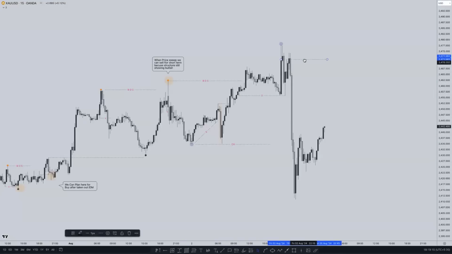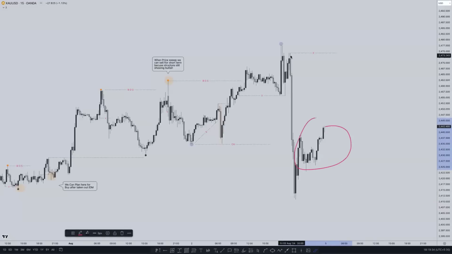Yes, of course. Right now, we can see there is only one pullback that we can consider as an inducement. If the market is not able to push higher and goes down, then this pullback becomes our next inducement. So we can plan for the sell after taking out this one the first time. If not, then you have to wait for it to take out the extreme.